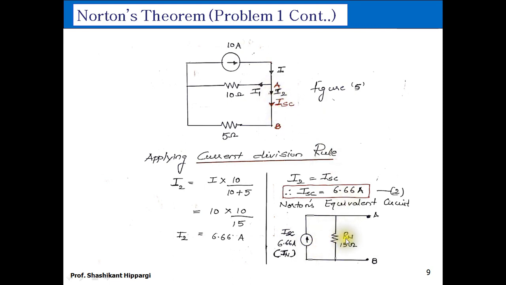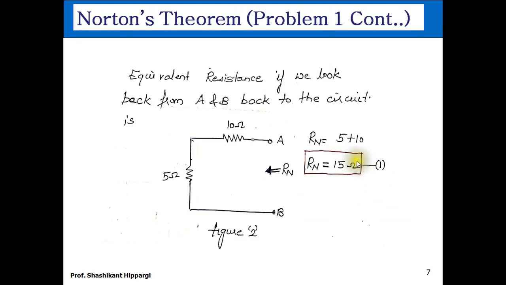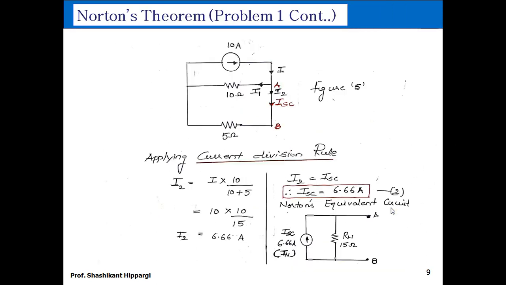And the parallel resistance is 15 ohm. We have calculated earlier, Rn is 15 ohm, which was here. So this Rn is put up here, which is in parallel with the current source. Now this is the equivalent Norton's circuit between the terminals A and B.